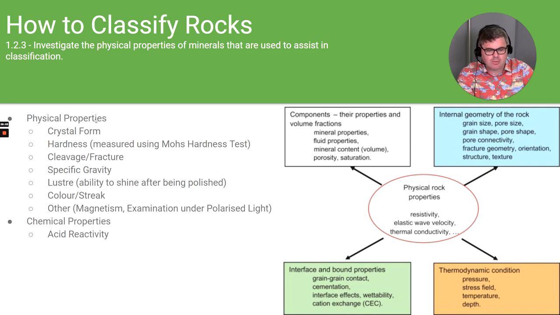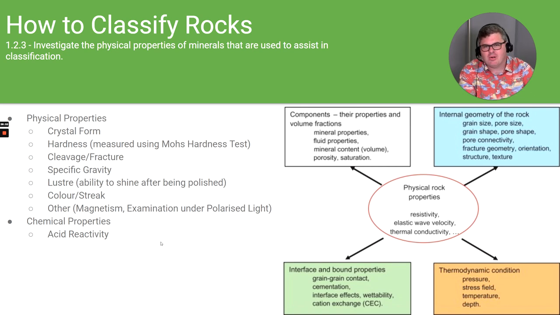So here we have some physical properties we often use. The crystal form, so how a crystal lattice is formed, for instance, comparing graphite to diamond. Same element, they're just connected differently. Its hardness, so you'd have to use a Mohs hardness test to test this. The cleavage or fracture, so it's how often you have breaks occurring in a shear surface. The specific gravity, how much it weighs in relation to how dense it is. Its luster, its ability to shine after being polished. Color and streak, so if you make a scratch on it, does it make it shinier or does it make it worse? And there are other properties such as magnetism and examination under polarized light.